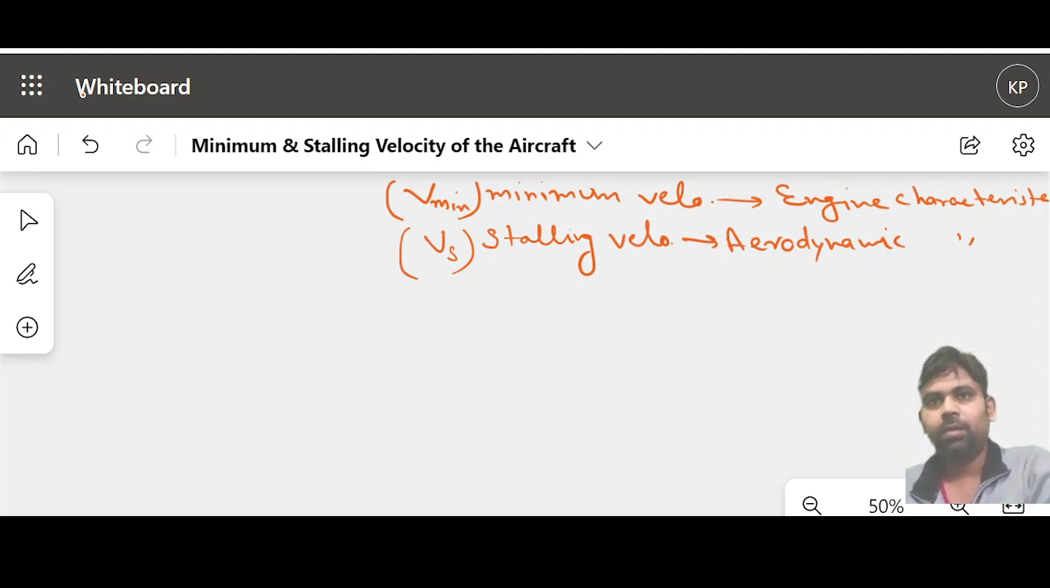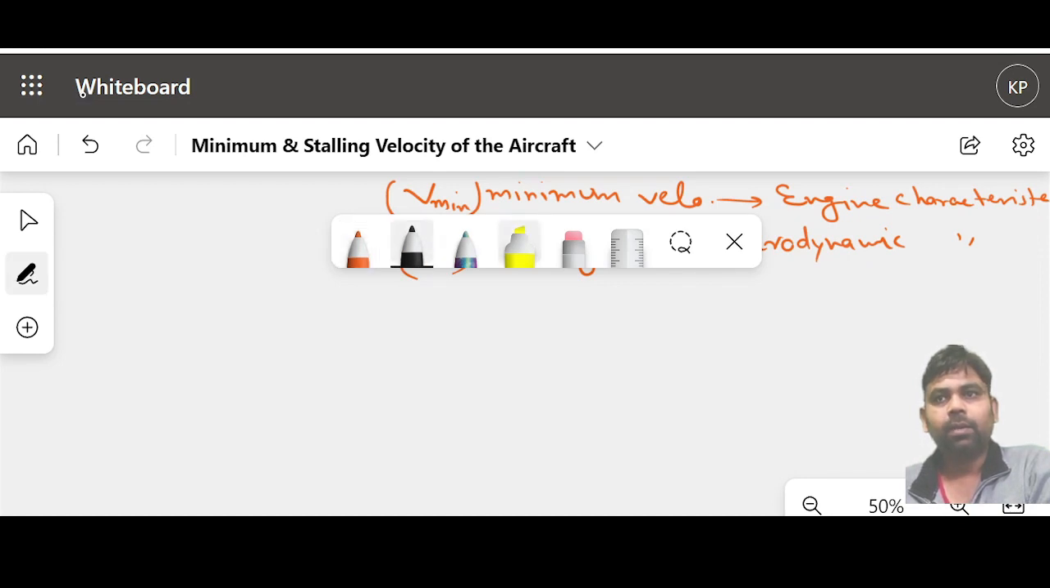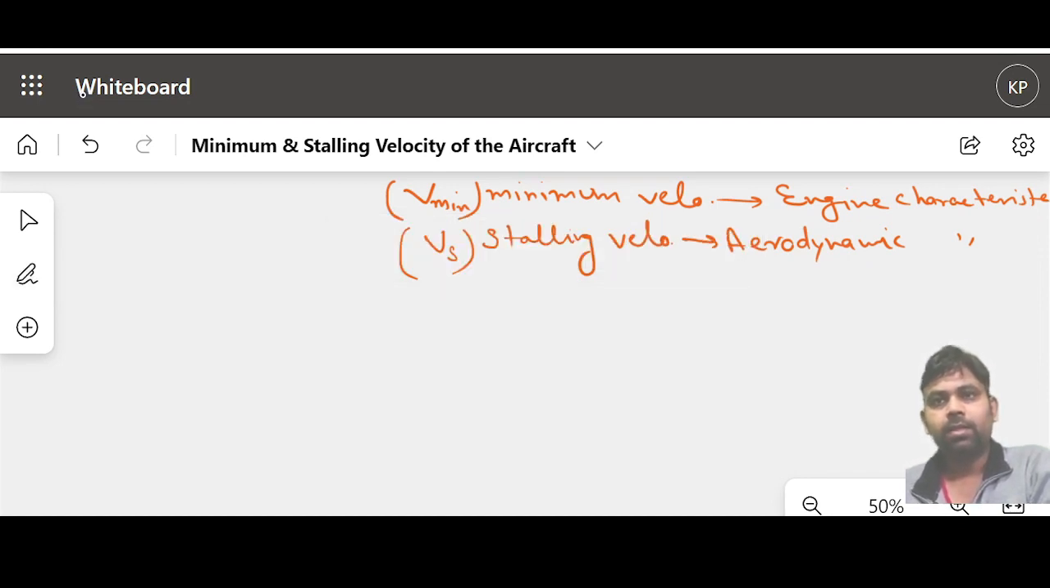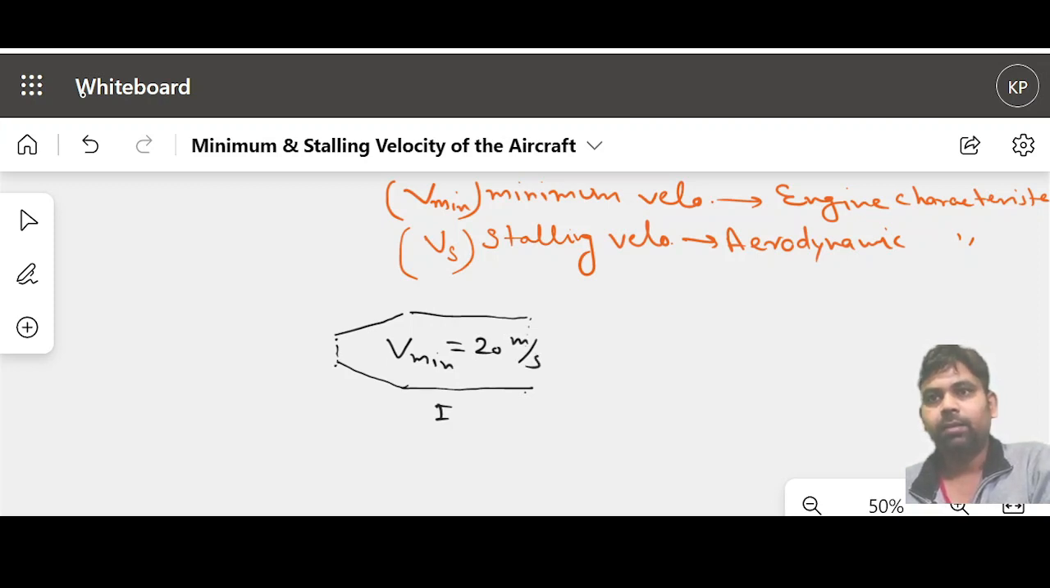Is it okay, guys? Now what we will do, just we will consider two engines. Engine first, which has the minimum velocity equal to 20 meter per second, and second engine which has the minimum velocity 40 meter per second. This is the second engine.